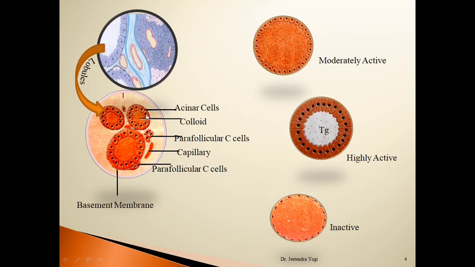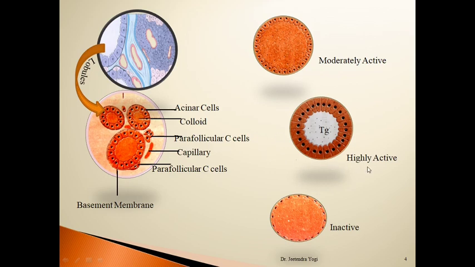The follicular cells, in moderately active form or in a normal situation, are in the shape of cuboidal cells. So the shape and size of these follicular cells vary according to the activity of the thyroid gland. If the thyroid gland is moderately active or in a normal situation, these follicular cells are cuboidal, and the lumen is filled with a moderate amount of colloid substance secreted from the follicular cells or acinar cells.